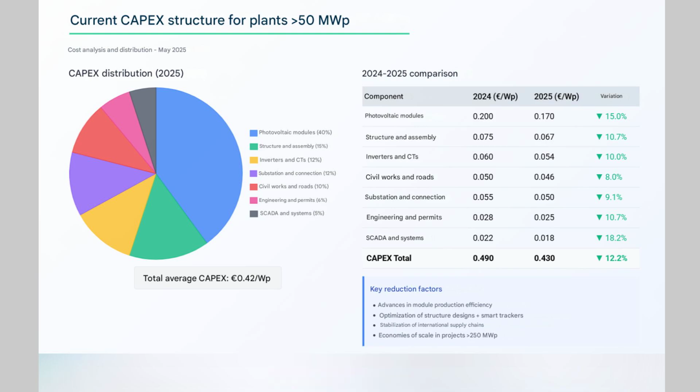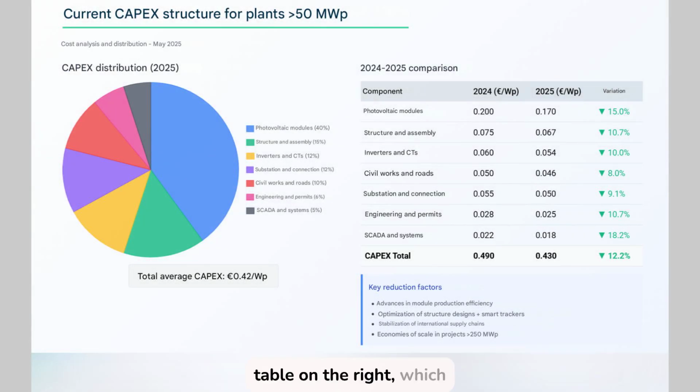Complete the breakdown. Overall, this gives us an average CAPEX of €0.42/Wp, which represents a considerable improvement over the previous year. Let's now look at the comparative table on the right, which shows how prices per component have evolved in euro per Wp. Modules, down 15% from 20 cents to €0.17/Wp. This is the most significant reduction.